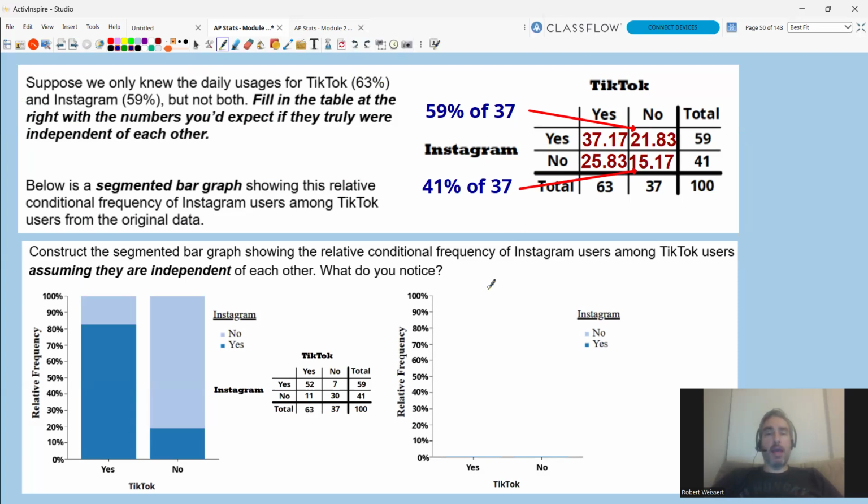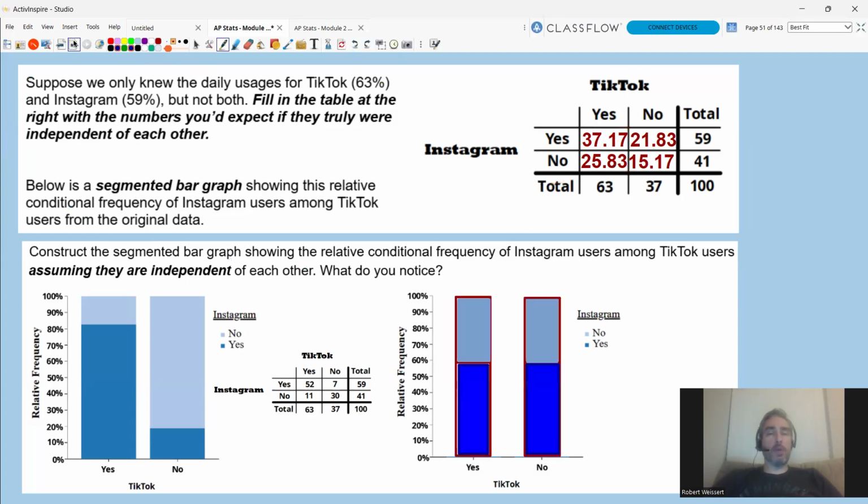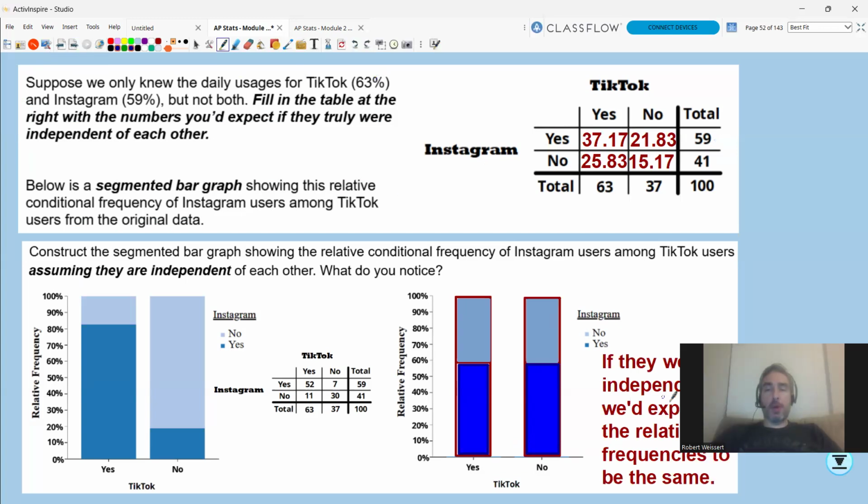And if you were to make a segmented bar graph using the relative frequency, you would notice that they would be the same height for the percentages that use Instagram, because both of those should be around 59% for the Instagram users and the rest of it, the 41% for the non-Instagram users, regardless of whether or not they use TikTok. So just kind of see visually what that looks like as a graph. If they were independent, we'd expect the relative frequencies to be exactly the same.